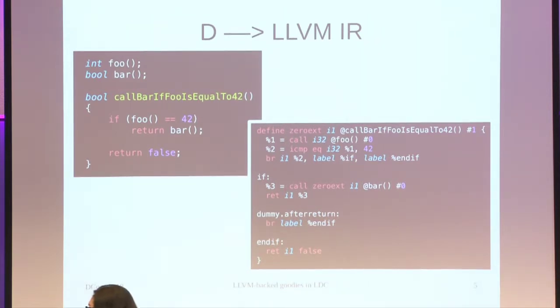Does that mean the IR is already platform dependent? Because things like int can be platform dependent. Yes, I would say it's mostly platform independent, but it's definitely platform dependent. Things like ABI, like how you pass things to a function, depending on your platform, the IR looks different.